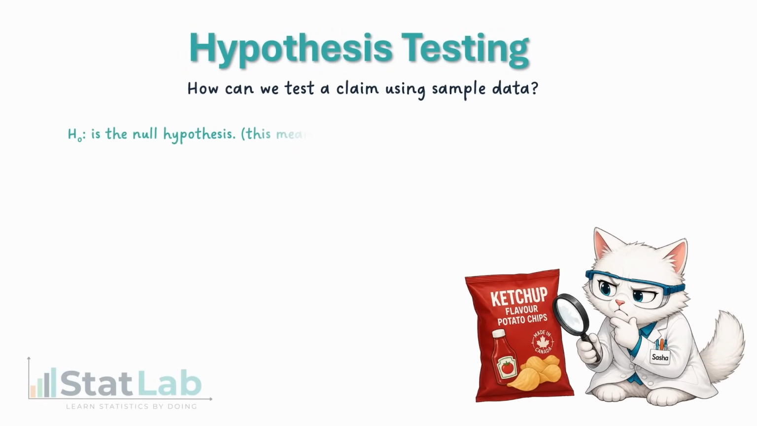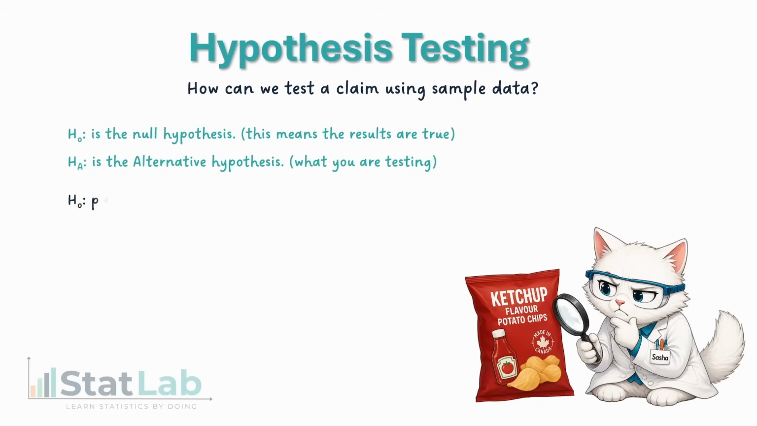A hypothesis test is made up of the null hypothesis, and this would mean that the result that we're looking into is actually true, and then we would have the alternative hypothesis, which is what we are testing, what we're looking to find out. H0 is always going to be that p equals some number, a proportion, and our alternative hypothesis is going to be that p is greater than, less than, or not equal to the same number. So H0 is always equal to, and HA is some form of not equal to, depending on what question you're asking.